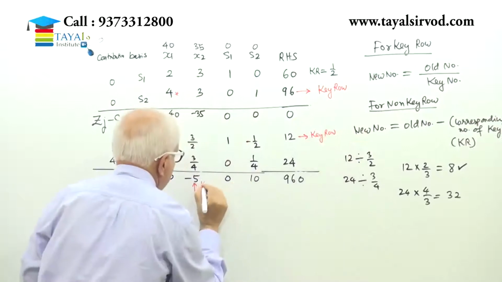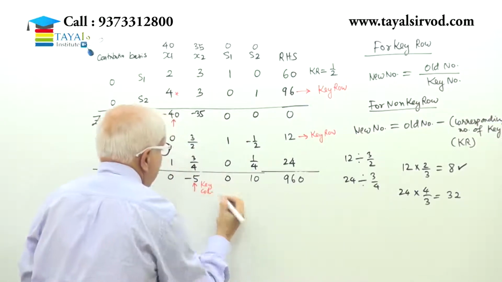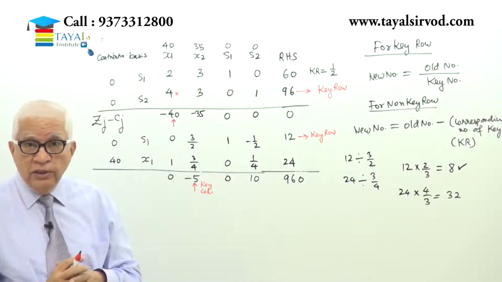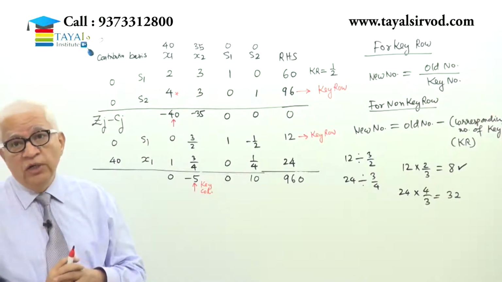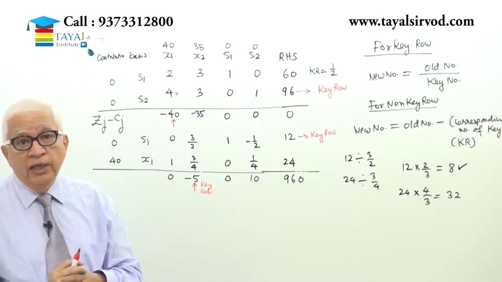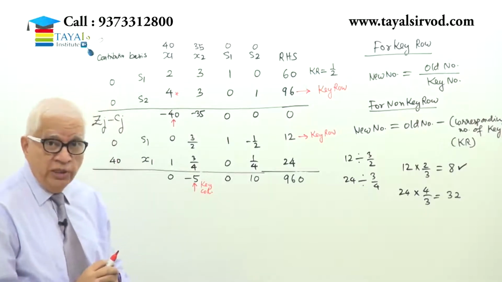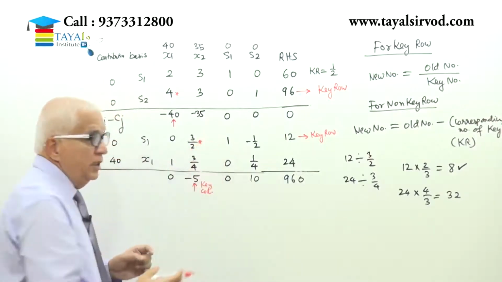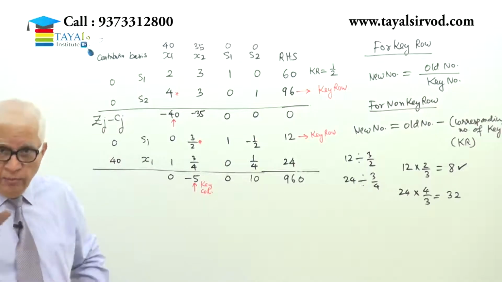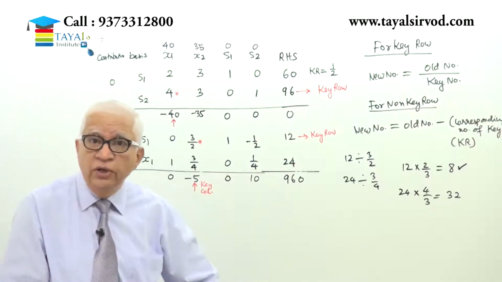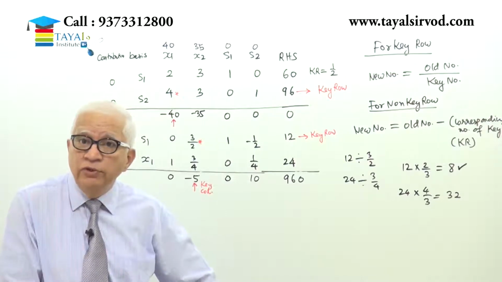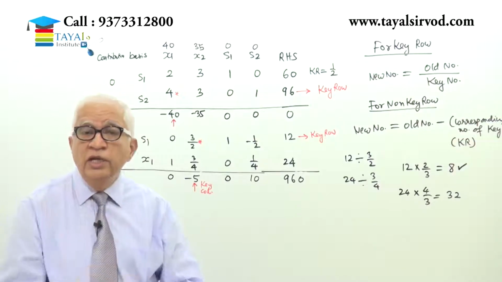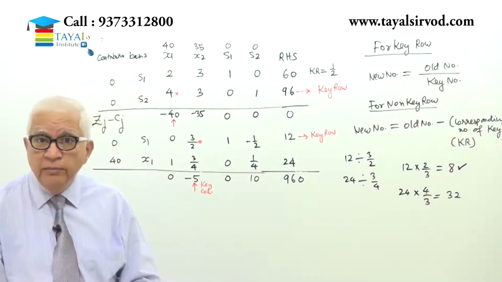And this is my key column. Key column fixed, key row fixed. What is the intersection of the two numbers called? It is called the key number. And what is the key number? A number which lies both in the key row and key column is over here. And therefore this is my key number, and the most important number for this iteration is therefore 3 by 2. The key number, which is nothing but the intersection of the key row and key column, which is 3 by 2, is my key number. Fine.